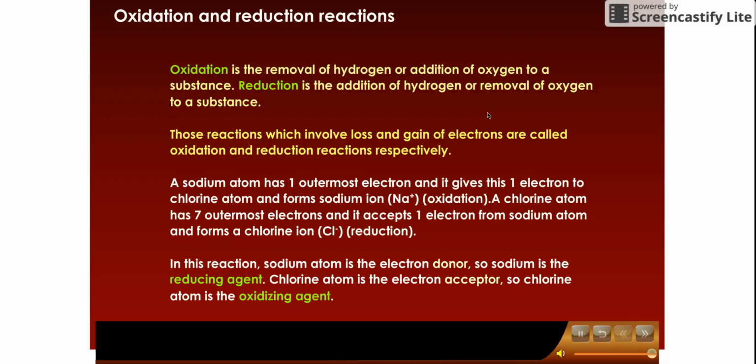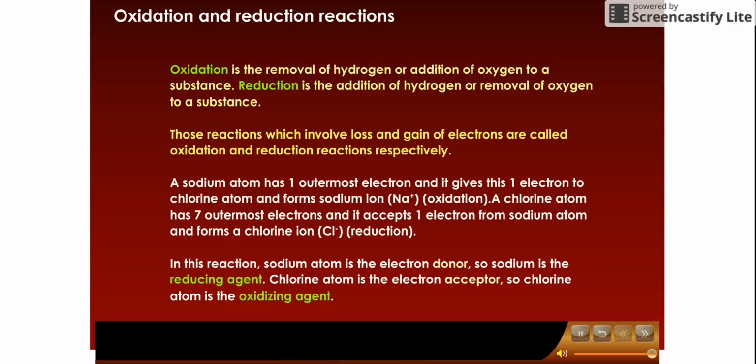Oxidation and reduction reactions. Oxidation is the removal of hydrogen or addition of oxygen to a substance. Reduction is the addition of hydrogen or removal of oxygen to a substance. Those reactions which involve loss and gain of electrons are called oxidation and reduction reactions, respectively.